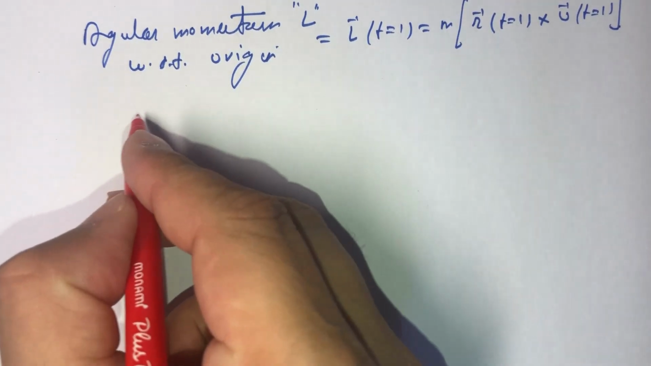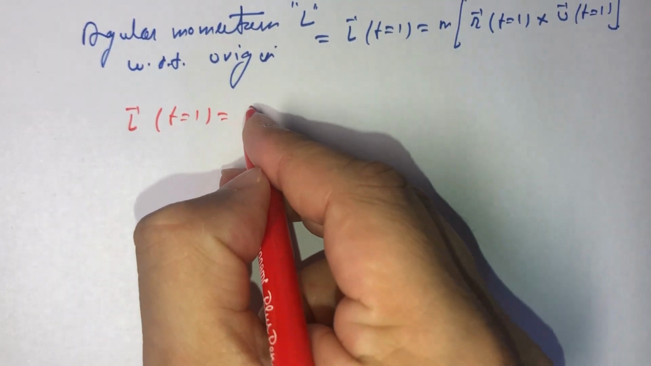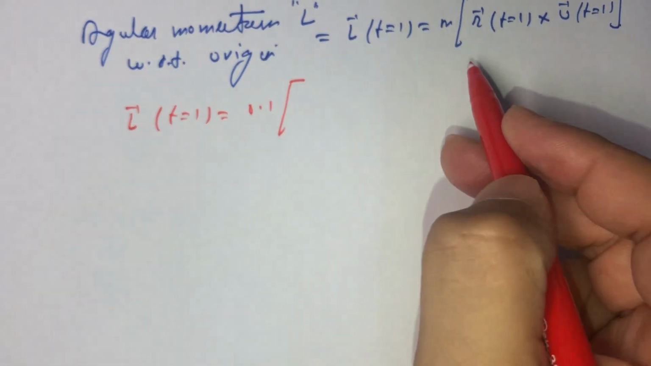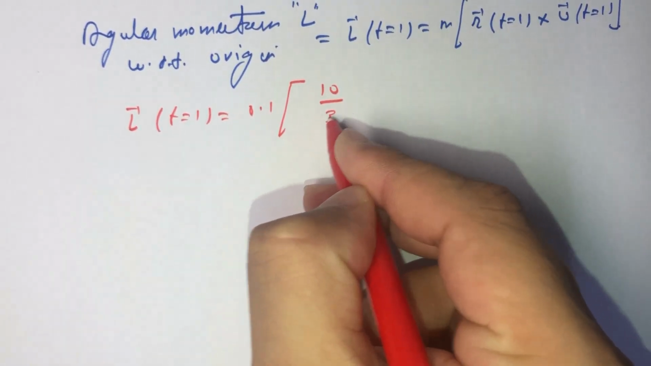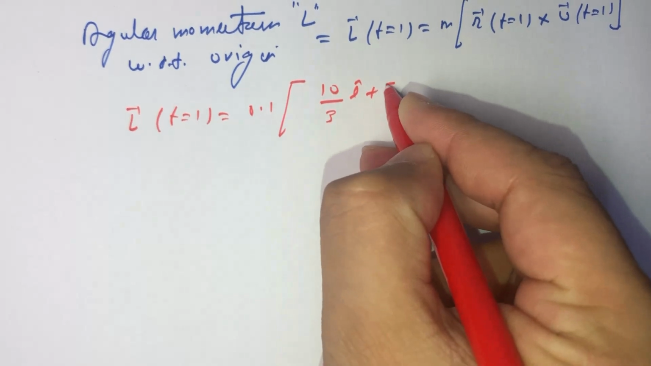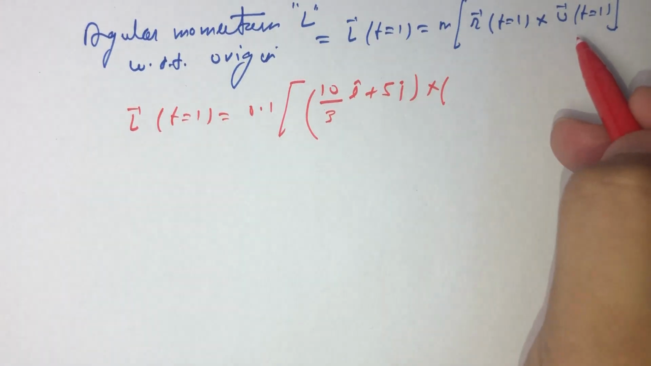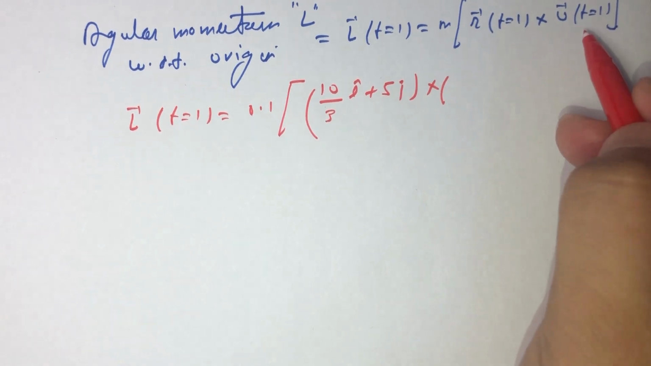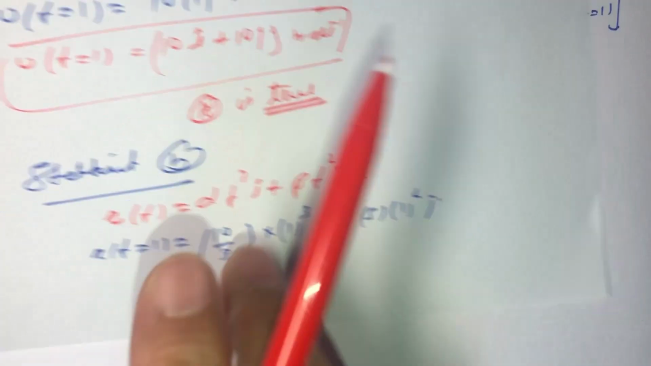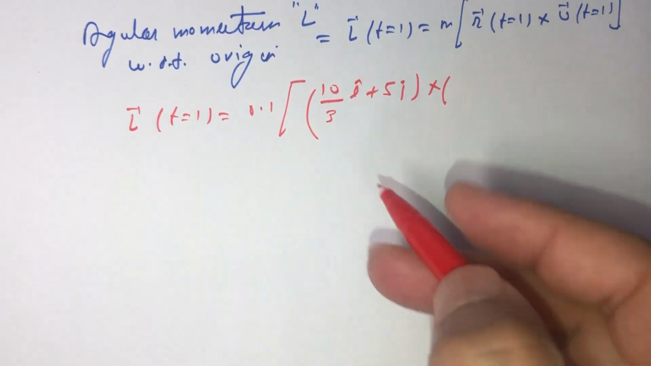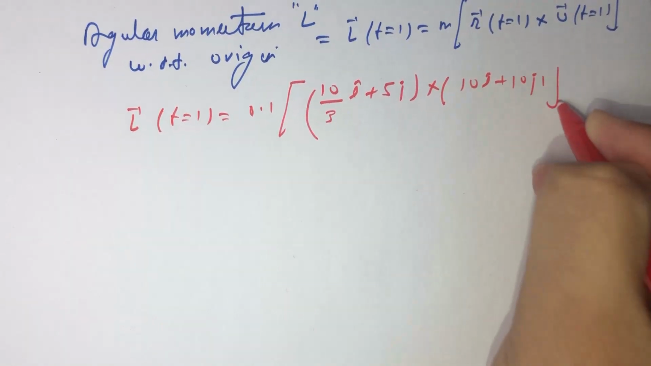So we get angular momentum at t is equal to 1, mass is given as 0.1, and position vector we already found out is 10 by 3 i plus 5j, and we have cross product velocity at time t equal to 1 second, which we already know from part A, that is 10 i plus 10 j. So this comes as 10 i plus 10 j.